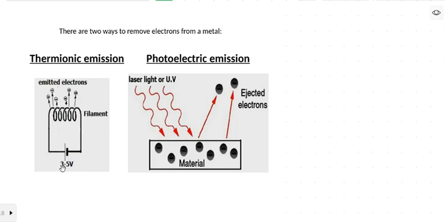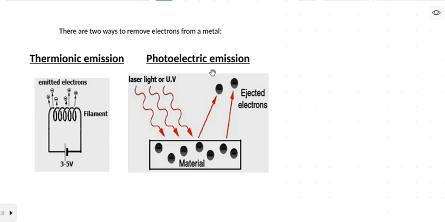How? By connecting a low voltage to the filament. So the filament will heat, so electrons will be ejected. This we called before thermionic emission. I am using thermal energy, heating, to let the electrons emit. Now in our lesson today, which is photoelectric emission, we will use light energy to remove electrons.